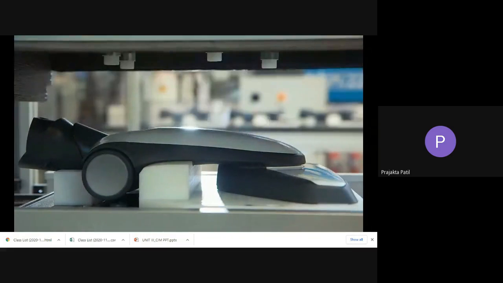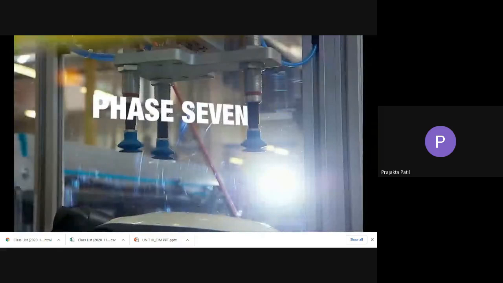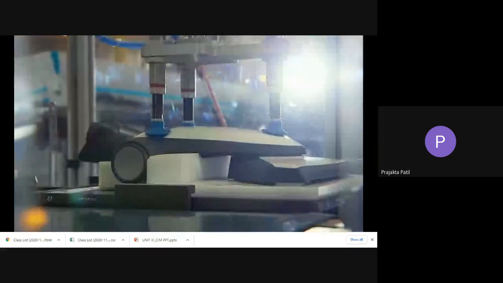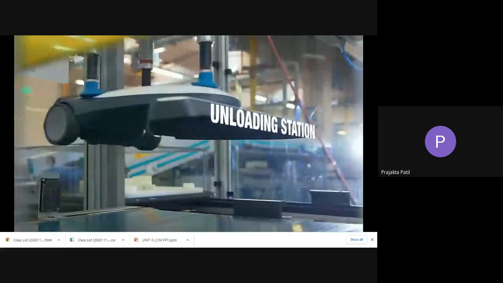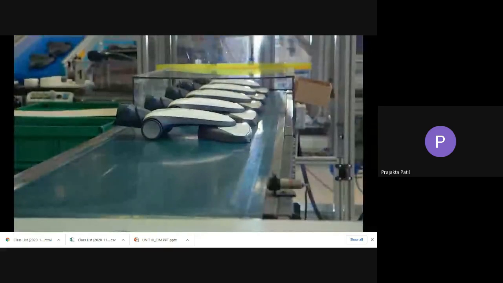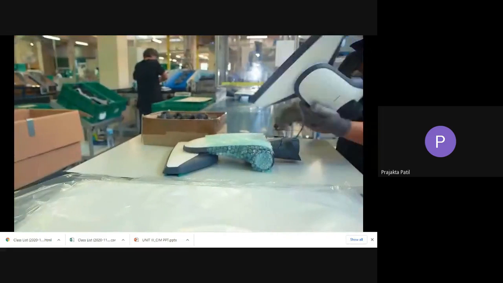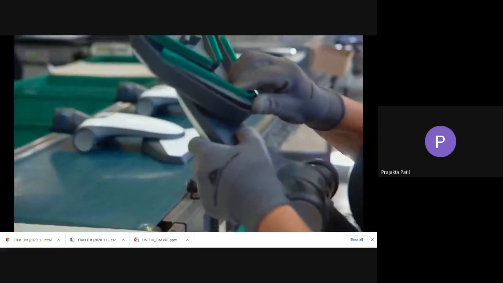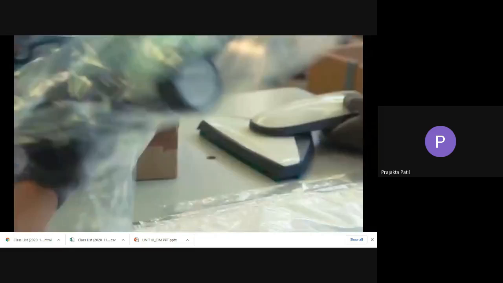Marking station. See the vacuum grippers, how they lift it. This is the unloading station where you have the sub-assembly of this vacuum cleaner made ready. And of course, there are some operations, some processes which have to be performed manually.